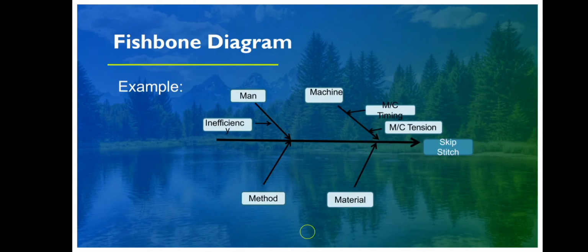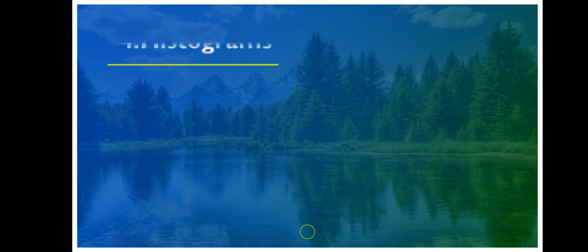We can see the diagram structure is like a fishbone, so it is called a fishbone diagram. The defect is skip stitching. Why does the defect appear? Because of inefficiency of man and machine, lack of method, materials, etc. These are the causes of skip stitching. And the next topic is histogram.